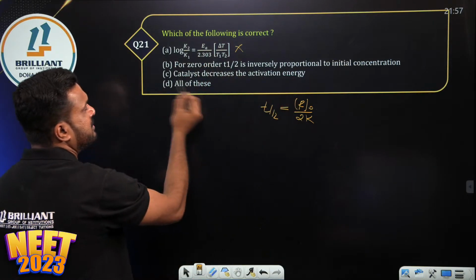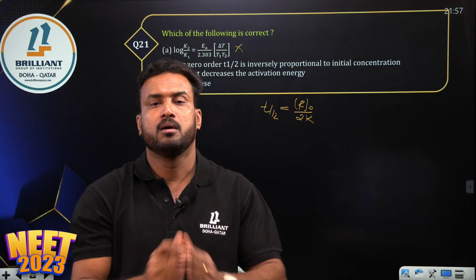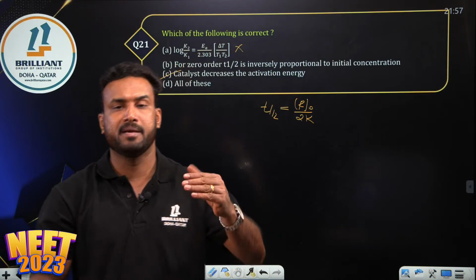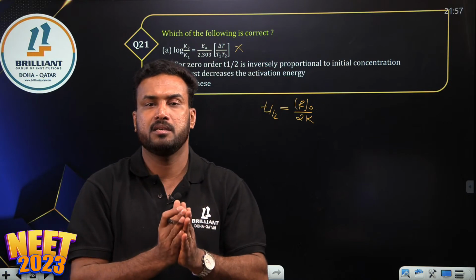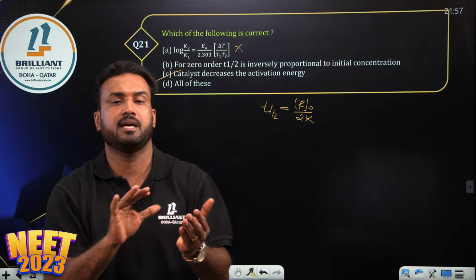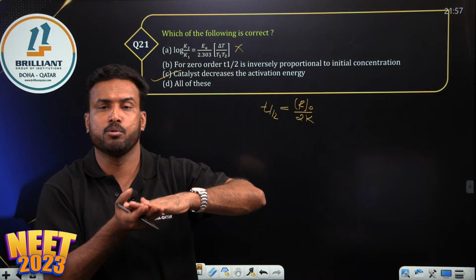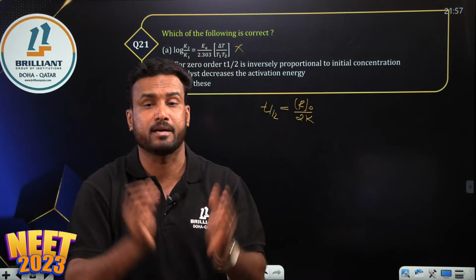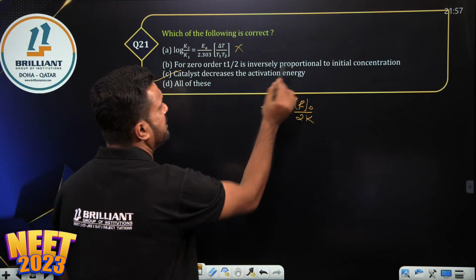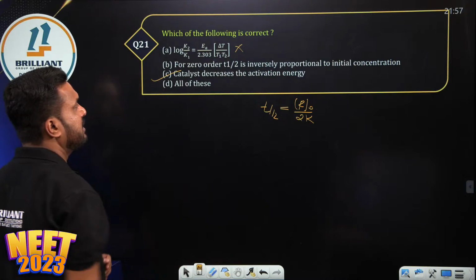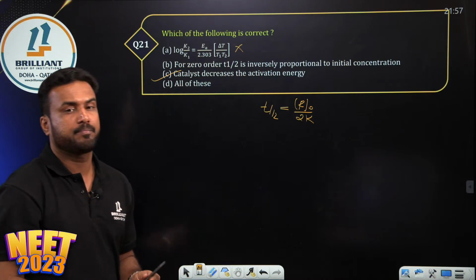Catalyst decreases the activation energy. Correct. The function of a catalyst is to provide an alternate path for the chemical reaction by lowering the activation energy. Whenever you add a catalyst, it does not change the Gibbs free energy of the reaction, but it decreases the activation energy, which means more molecules can acquire activation energy easily. So this is the correct one: catalyst decreases the activation energy. Yes, the correct one is C.